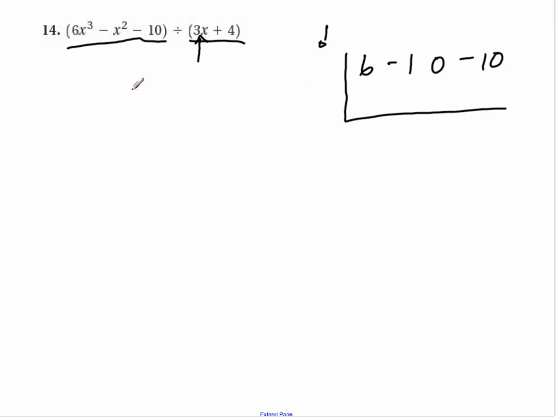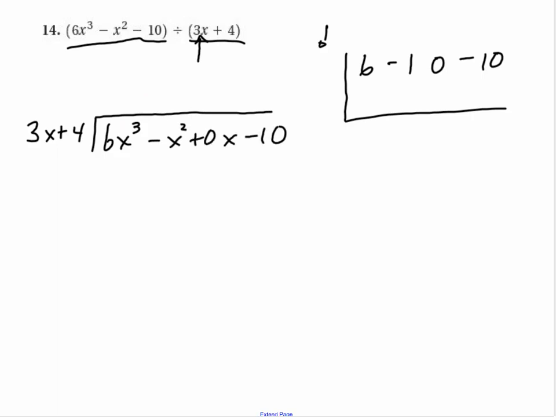On a test, I'm not going to ask you how to do long division, but I'll show you long division, and then you can try it from there. So long division, you write the divisor over here, and you write your quotient here like normal. So you'd have 6x cubed minus x squared plus 0x minus 10. So you'd have to include that term so you have every descending degree in the polynomial.